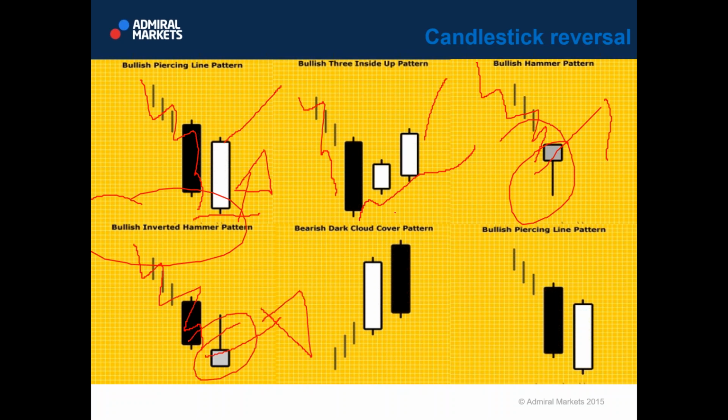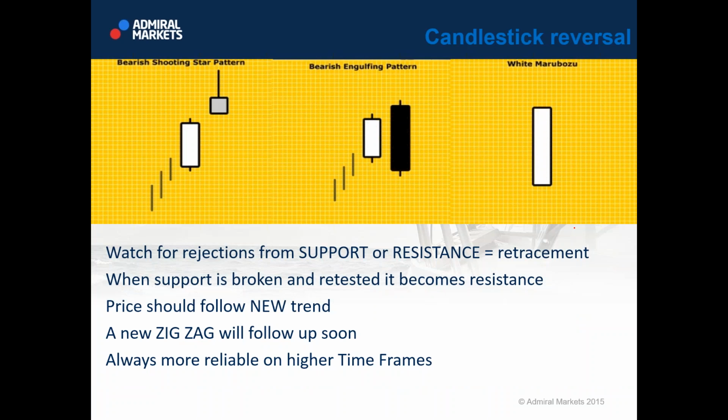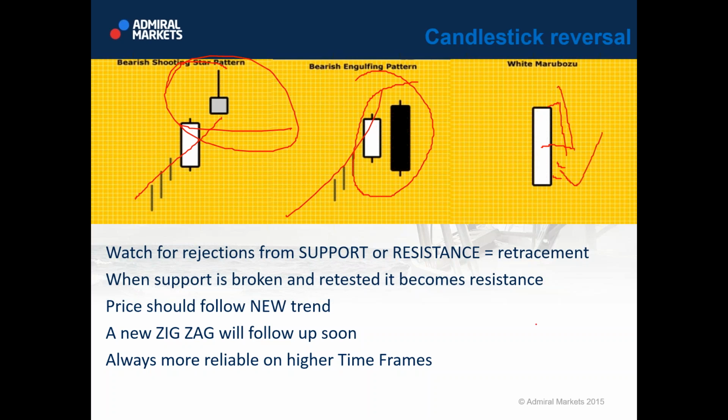Bearish dark cloud, price is going up, okay, dark cloud, we are having a retracement. Bullish piercing line, and so on. Shooting star, price went up, okay, now it's time for retracement. Bearish engulfing, price went up, it's time for retracement. White Marubozu, usually you know how we traded. 61.8, 78.6, 88.6. Price should reverse. So guys, always think about higher time frames.